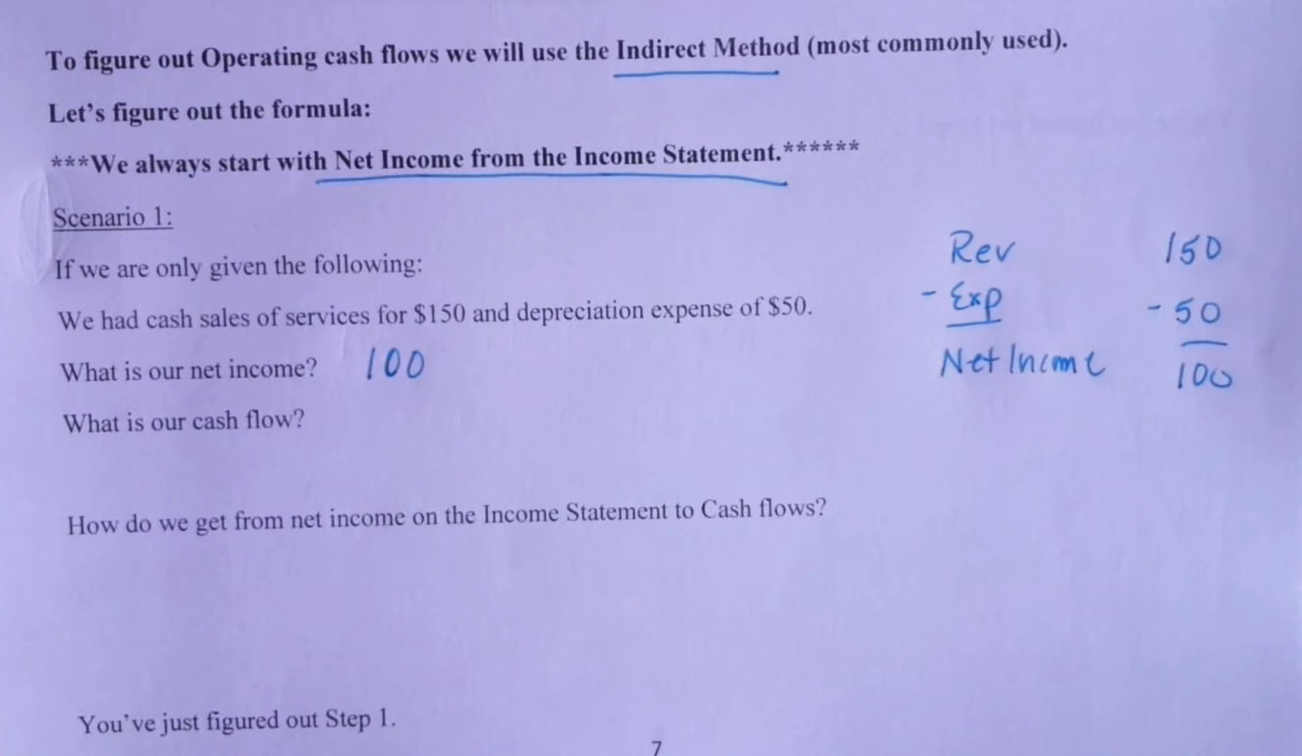But what is our cash flow? Do you guys remember what depreciation expense is? Remember, it's when we're using up something. Are we paying cash for depreciation? No, it's non-cash, right? Does that help? It's 150, right? So we have cash sales of services for 150. So we actually got 150 in cash. So our cash flow is $150.